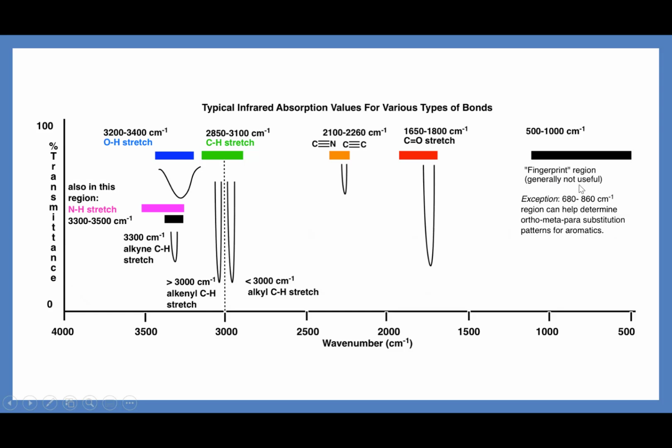We also have something known as the fingerprint region. And overall, this region isn't really helpful. There still are certain parts of it that may help in figuring out what a compound is. So here you're being told around 680 to 860. You might be able to figure out if something's ortho, meta, or para. So this is on your benzene rings, so your substitution patterns on your benzene rings.